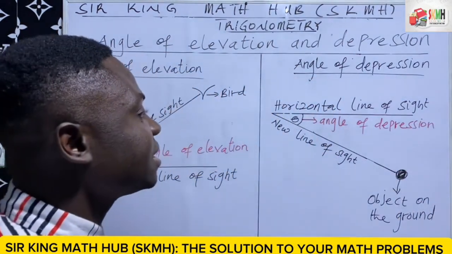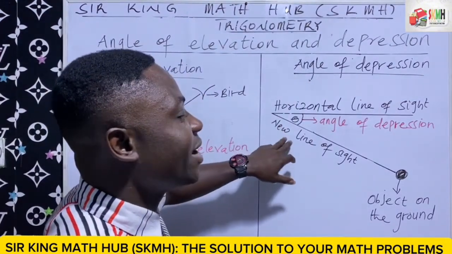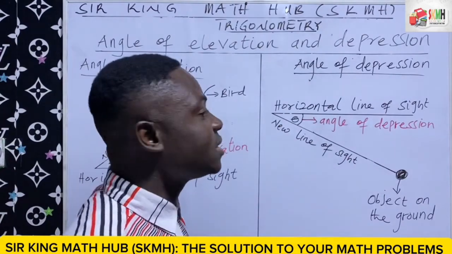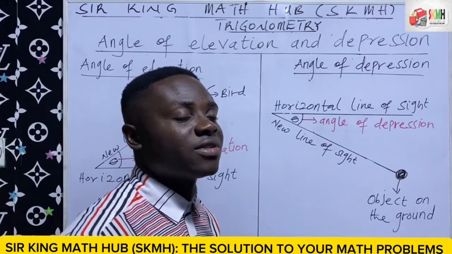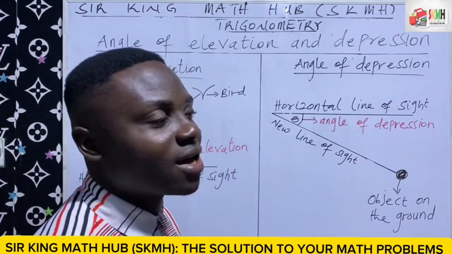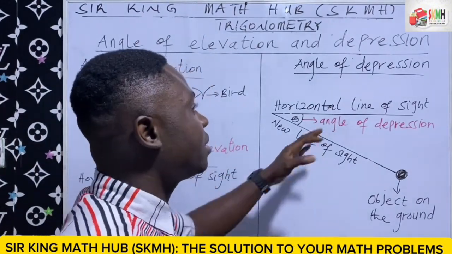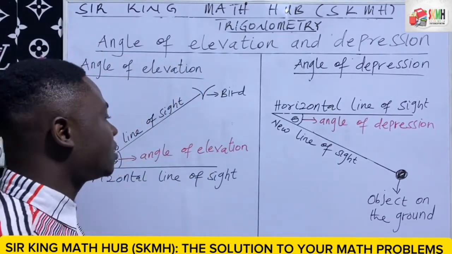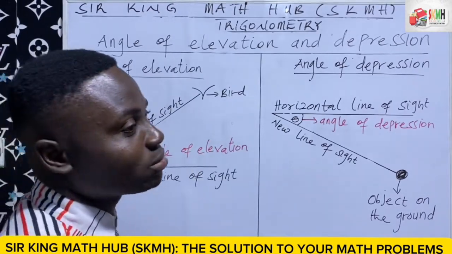So angle of depression is the angle between the horizontal line of sight and our new line of sight as a result of viewing an object below the line of sight. So you see that these two concepts are real life situations. Anytime we view an object on the ground, angle of depression has come into play. Anytime you view an object above the horizontal line of sight, then angle of elevation has come into play.